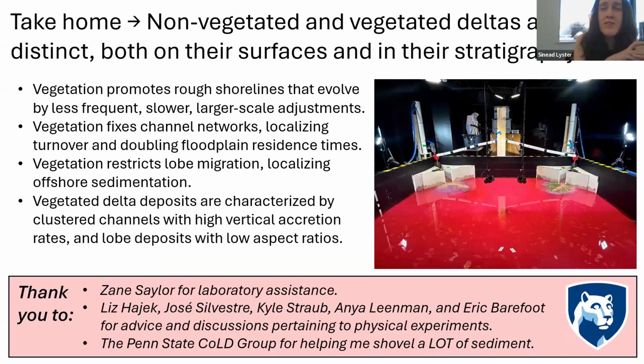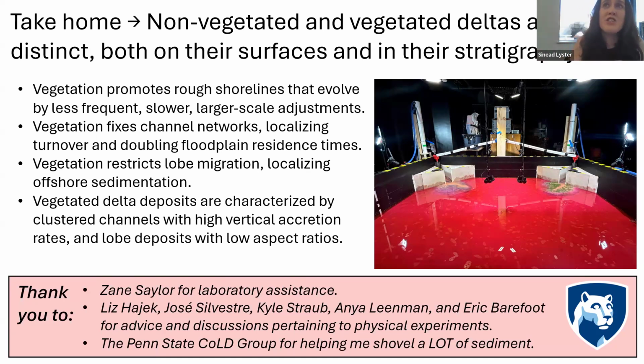Just to give some take-home points, this is still work in progress, so I welcome any suggestions or ideas that you have. The take-home so far is that non-vegetated and vegetated deltas are distinct, both on their surfaces and in their stratigraphy. Vegetation promotes rough shorelines that evolve by high amplitude, longer wavelength fluctuations. So we think they evolve by these less frequent, slower, larger scale adjustments. We find that vegetation fixes channel networks, localizing turnover and doubling floodplain residence times.